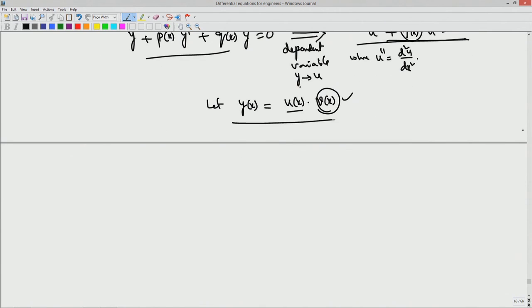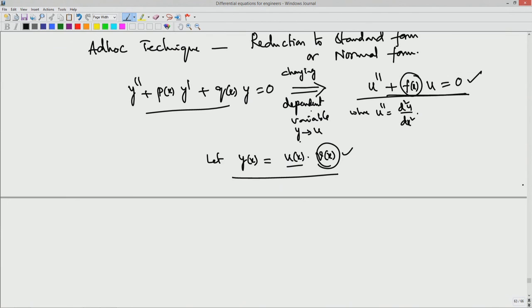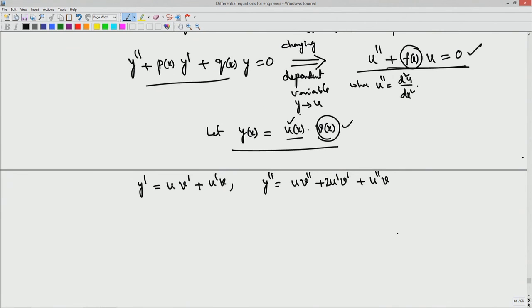So, this is the transformation you have. You simply put y as u times v, with u as the dependent variable and v as some function. You simply substitute u into v in the equation. You will get y dash is u v dash plus u dash v, y double dash is u v double dash plus 2 u dash v dash plus u double dash v. This is what you have.